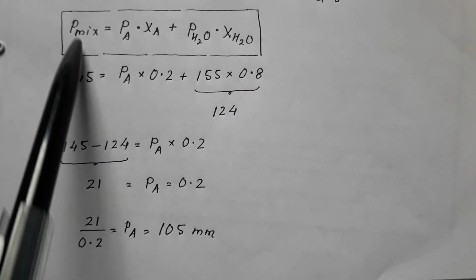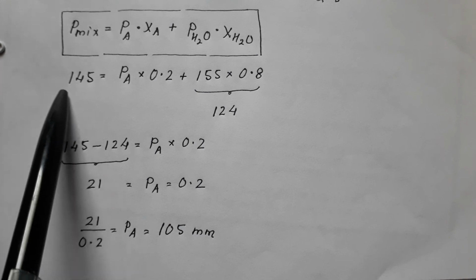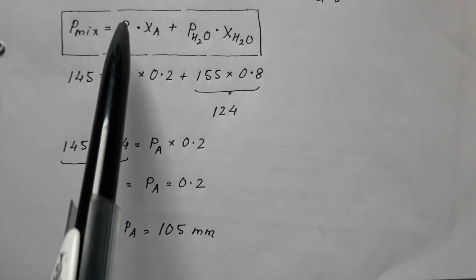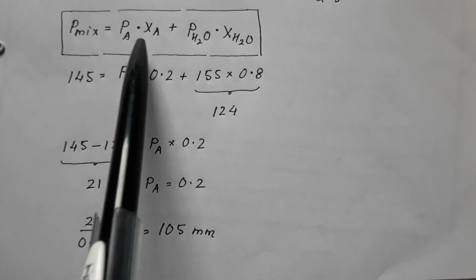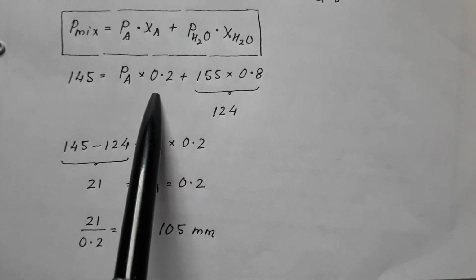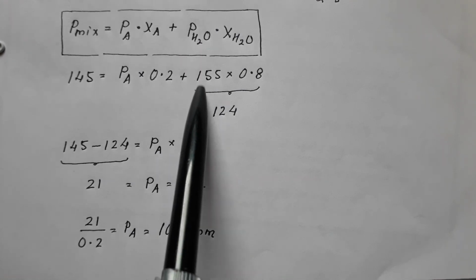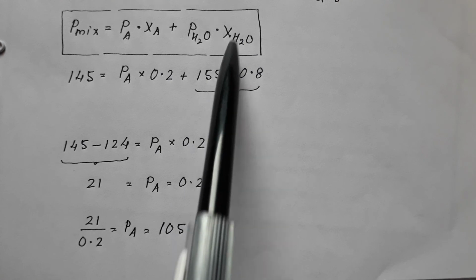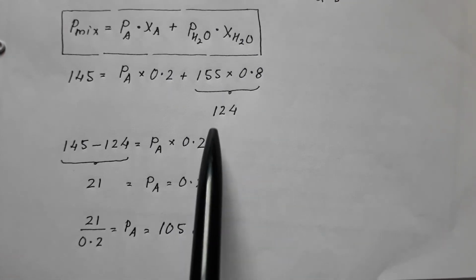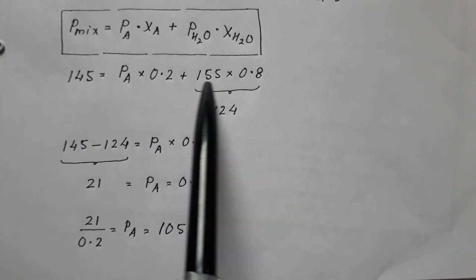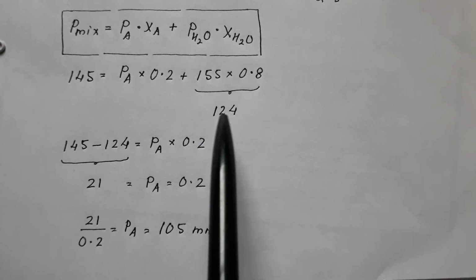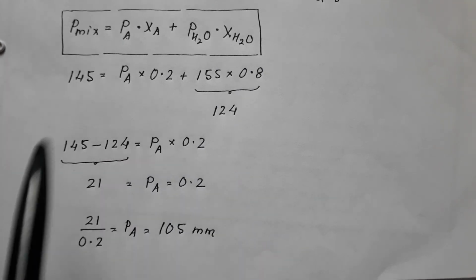Vapor pressure of the mixture is given in the question, 145. Vapor pressure of A is to be calculated. Mole fraction of A we have calculated 0.2. Vapor pressure of water is given 155. Mole fraction of water we have calculated 0.8. So 155 into 0.8 comes to be 124. We take it on the left hand side.